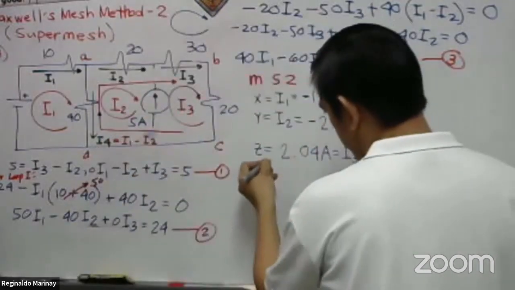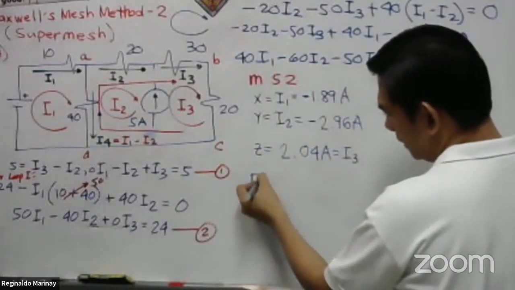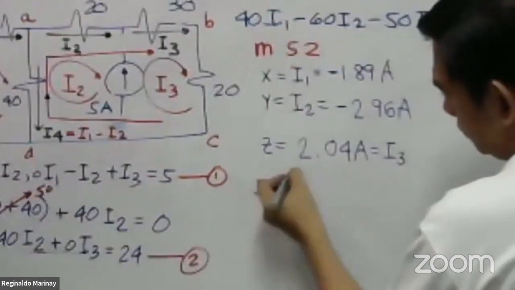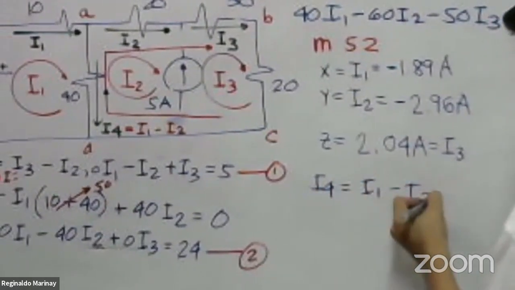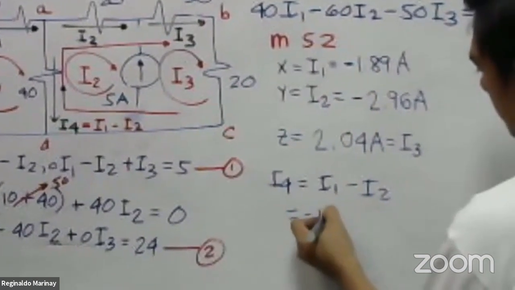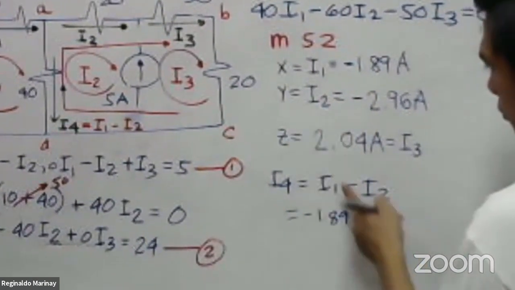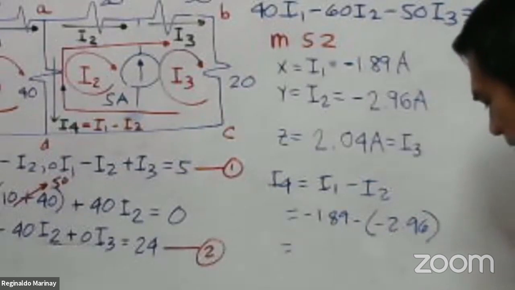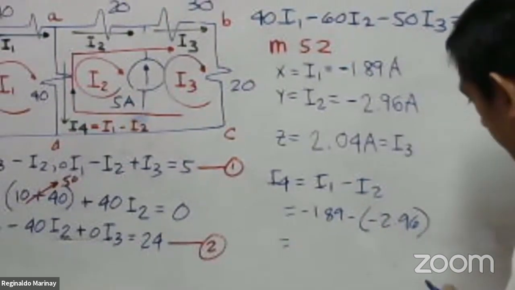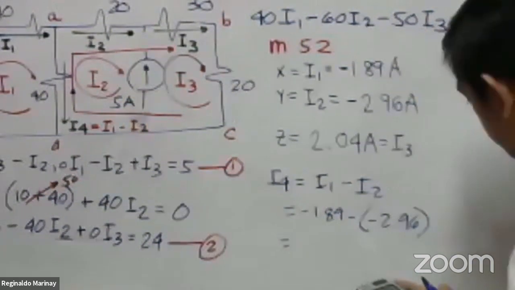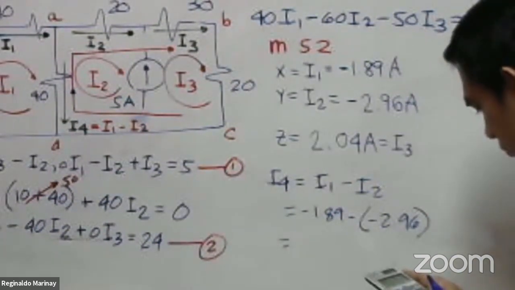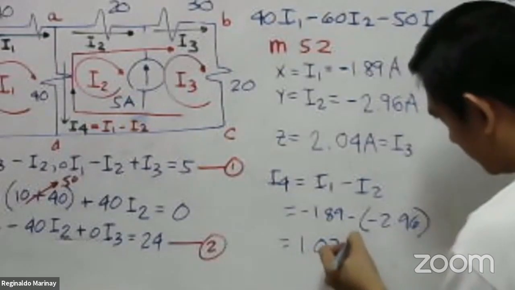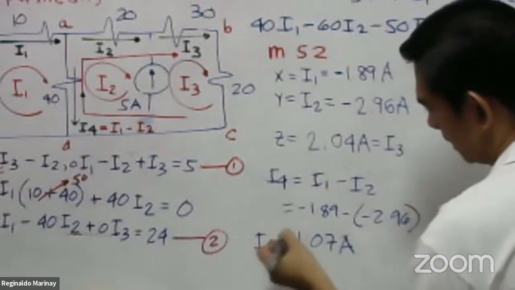Okay, let us get our I sub 4, by the way. So, what is our I sub 4? Our I sub 4 here is I sub 1 minus I sub 2. Then, what is our I sub 1? Negative 1.89 minus I sub 2, which is a negative 2.96. Negative negative will become positive. So, this is 2.96, that will become minus 1.89. So our I sub 4 will be 1.07 amperes.